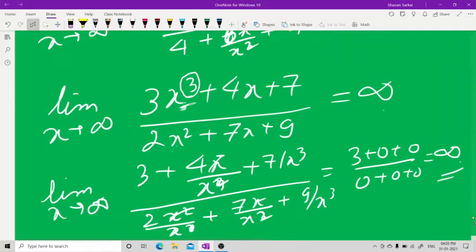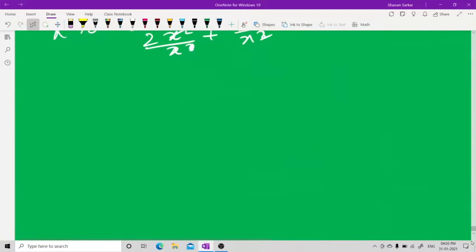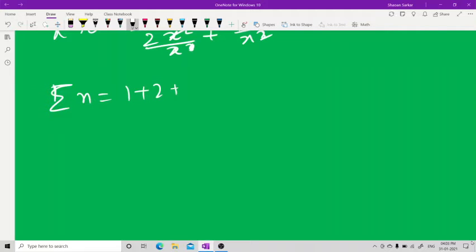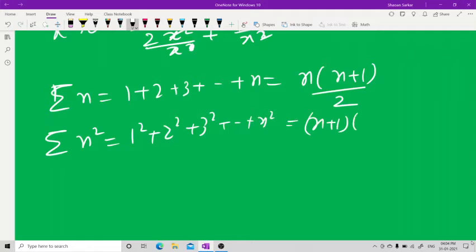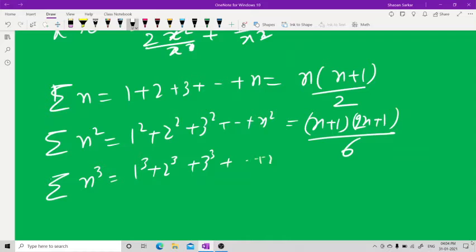Now let's see some important points that I need to tell you. We already know, I told you, summation n is nothing but 1 plus 2 plus 3 up to n. This has a formula n into n plus 1 by 2. Summation n square, that is 1 square plus 2 square plus 3 square up to n square, this is n into n plus 1 into 2n plus 1 by 6. And summation n cube, 1 cube plus 2 cube plus 3 cube and so on up to n cube, this has a formula n into n plus 1 by 2 whole square, just the square of this.